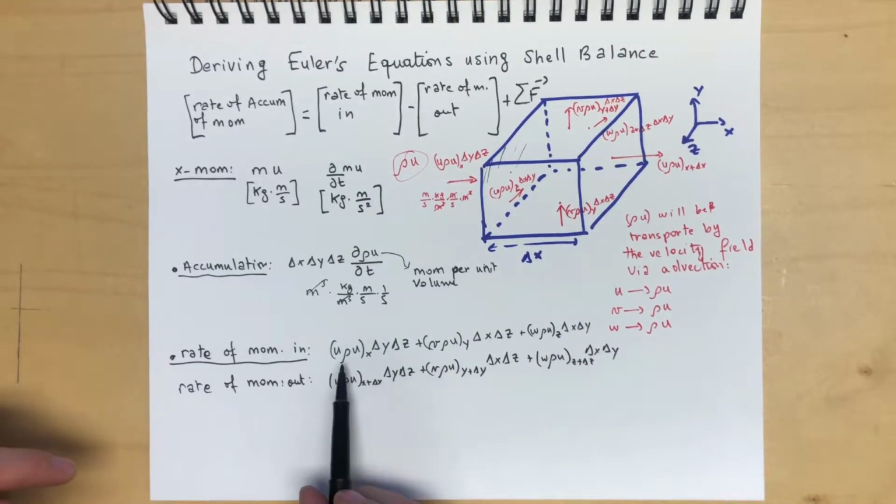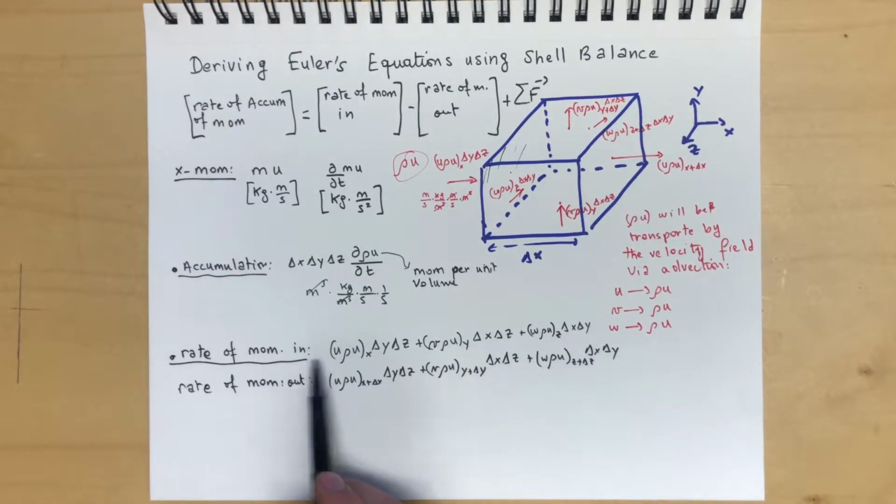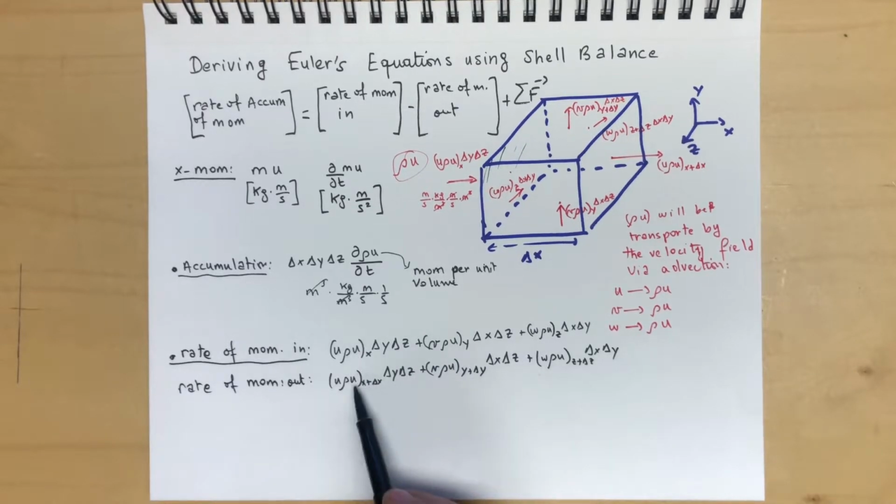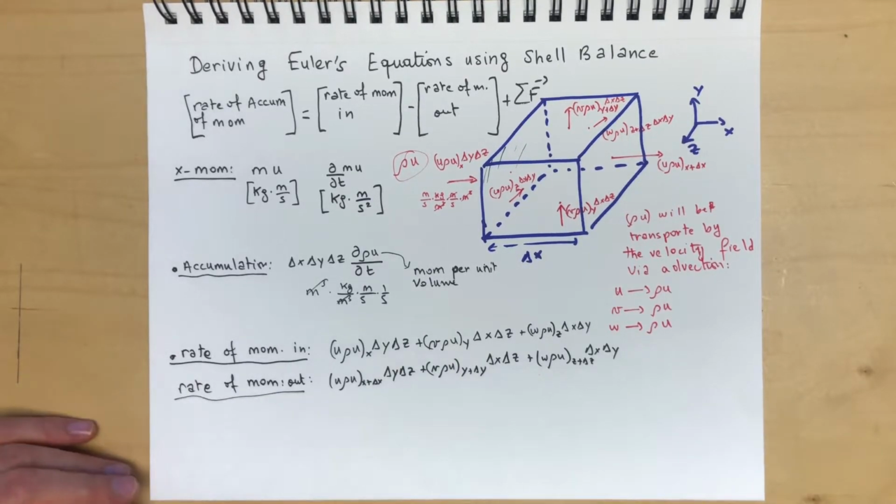It is important to recognize what is transporting what. So in this case, it's the velocity field u, v, w transporting the x momentum component.